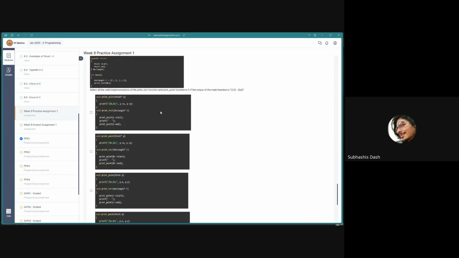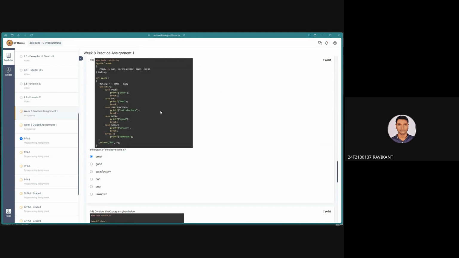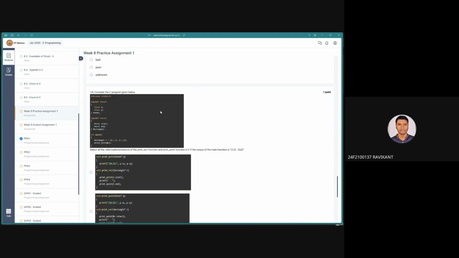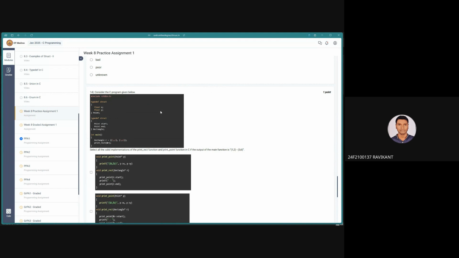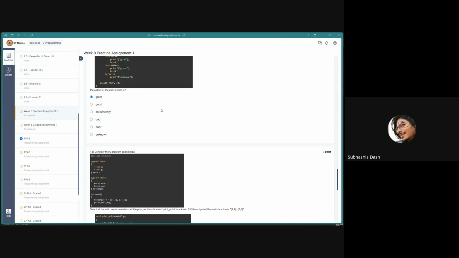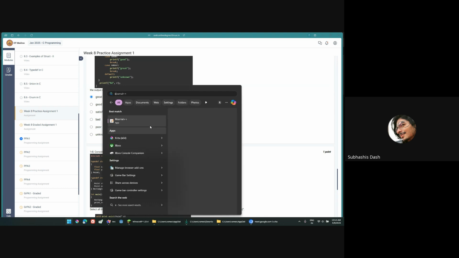Okay. Any other doubts in this question? Yes, I also have a doubt: is the size of a structure always equal to the sum of the size of its members? Not always. It's always greater than or equal to. Okay, can you clarify this? Okay. So just give me a second.